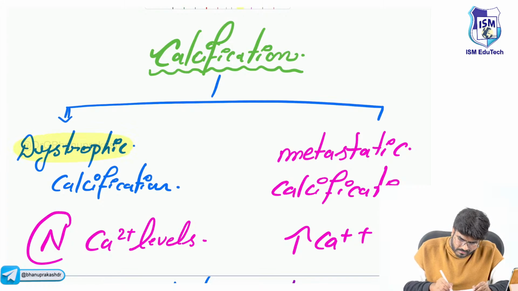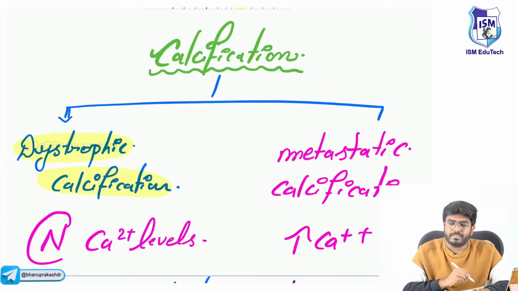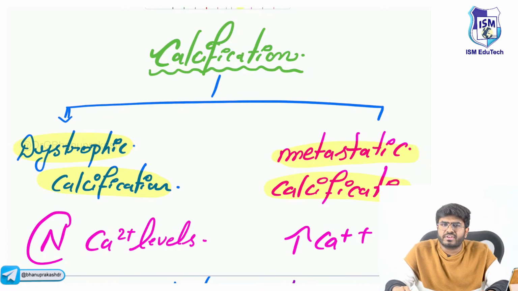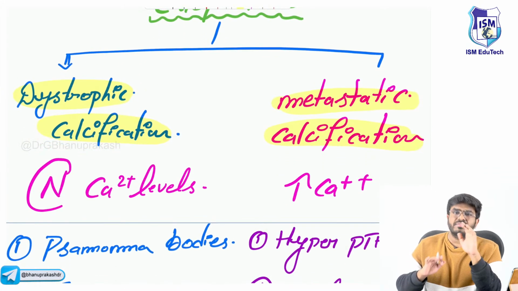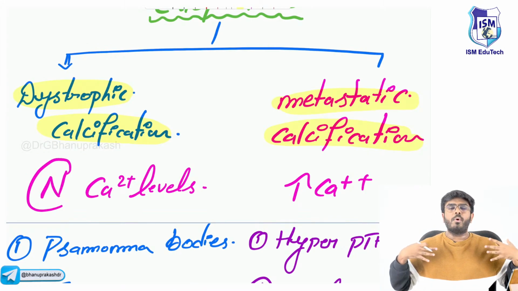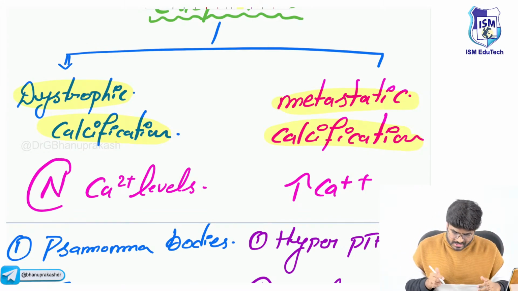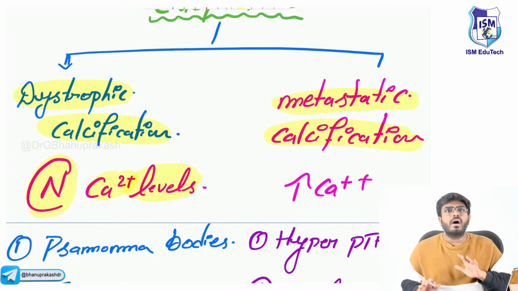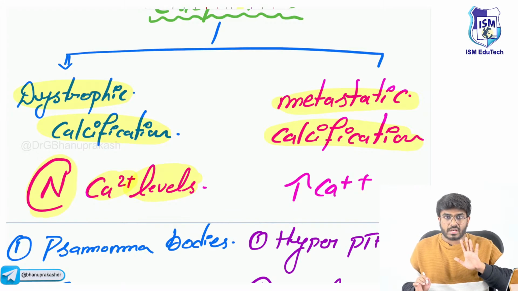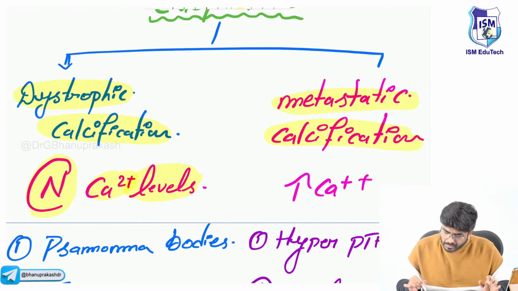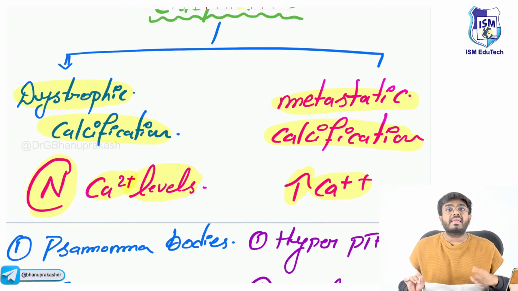What are they? One is dystrophic calcification. The other type is metastatic calcification. What is the difference between these two? First try to understand: in dystrophic calcification, my calcium levels in my serum are absolutely normal. But in metastatic calcification, do you know what happens? The calcium levels in the body increase. The serum calcium level increases.